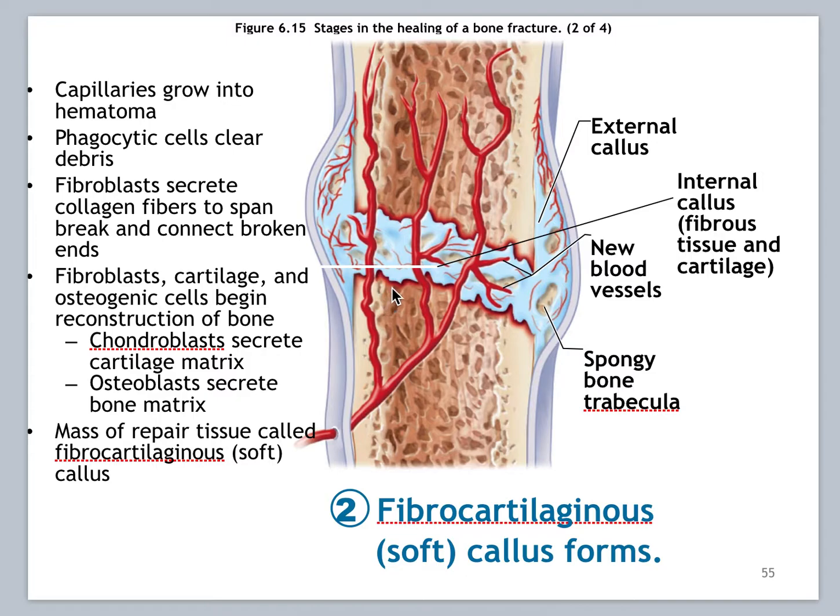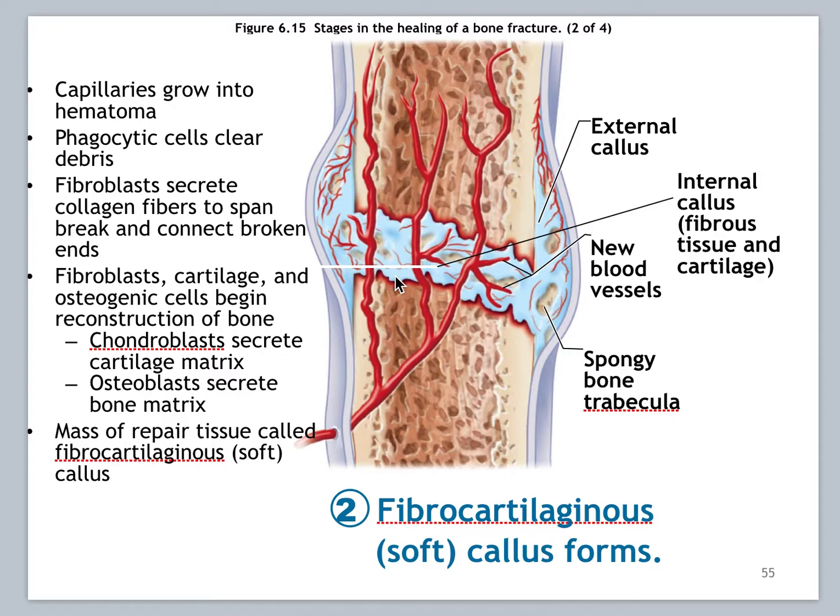Capillaries grow within the hematoma. Phagocytic cells clear out the debris. Fibroblasts secrete collagen fibers to span the break and try to reinforce the broken area. Cartilage cells reconstruct the cartilage. Osteoblasts reconstruct the bone. So you have a crew of different bone and cartilage repair cells coming in to try to fill in the gap and repair the broken areas of the bone.